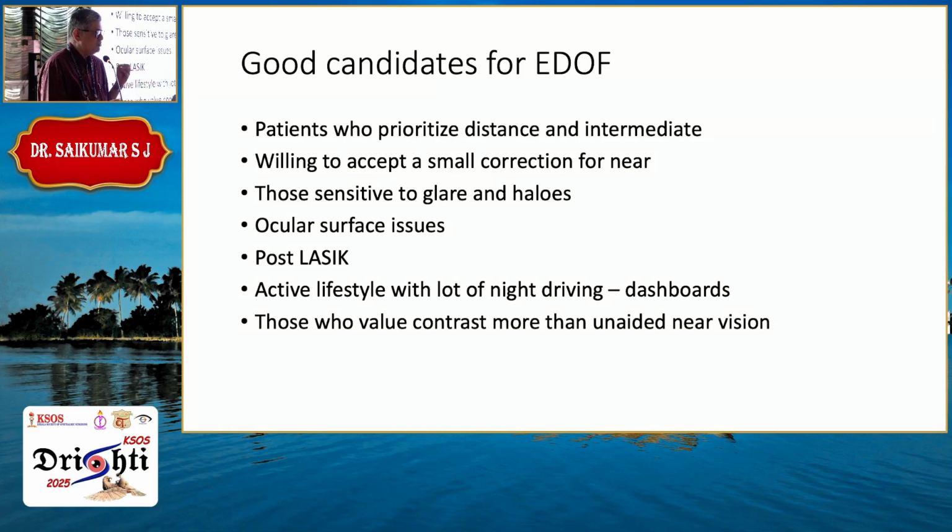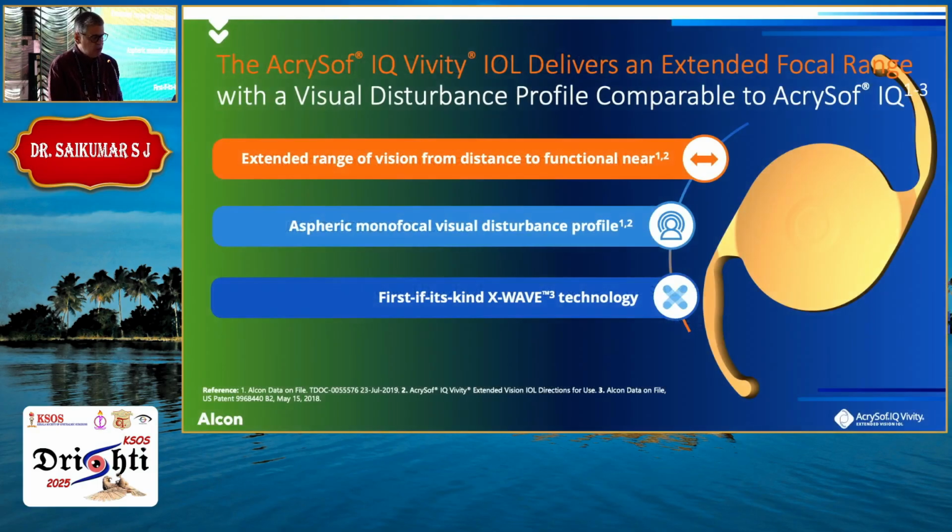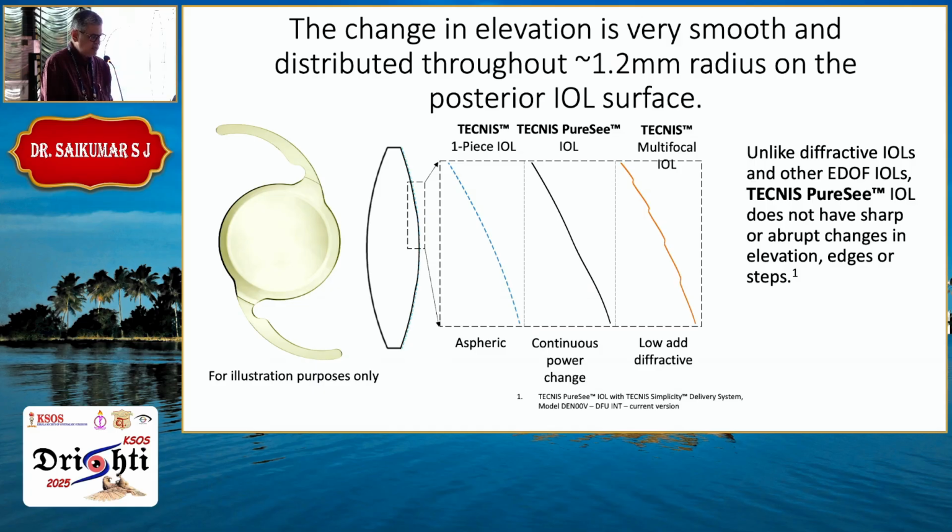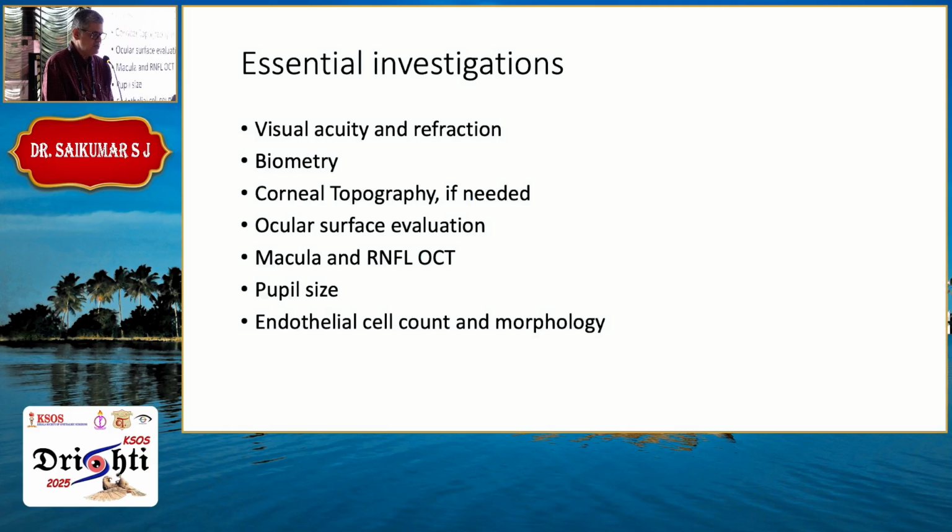Dashboard vision is something which is very, very useful for these EDOF lenses. People who drive a lot at night and things like that, they want to see the dashboard, and they get very good vision because that's in the intermediate range. Obviously, they may not be able to read very close, but dashboard vision is very good with EDOF lenses. So these are the main 2 EDOF lenses that I use. The Xact VVT, which I've been using for about 3-4 years now. And the recent one is the Tecnis PureSee, which does not have any rings, just some polishing on the posterior surface, and this also has given me excellent results.